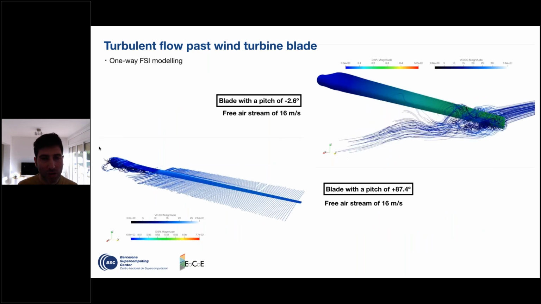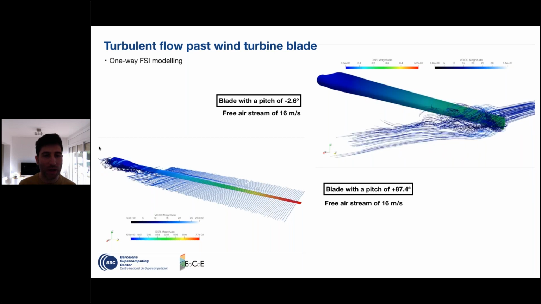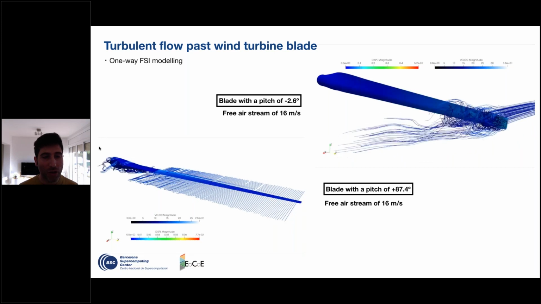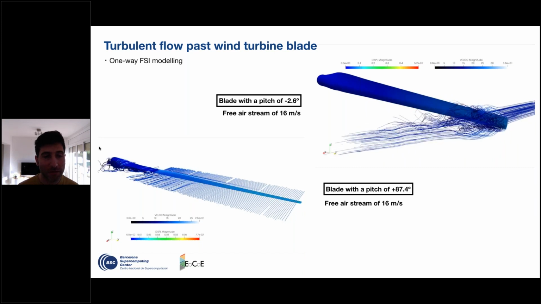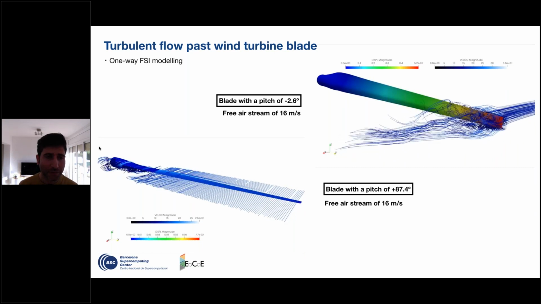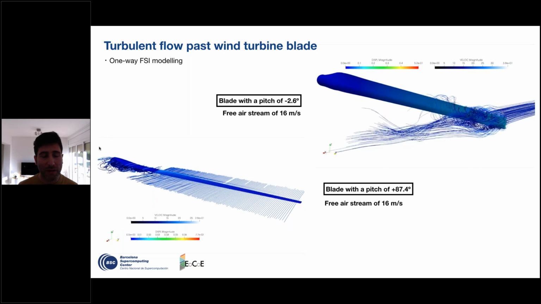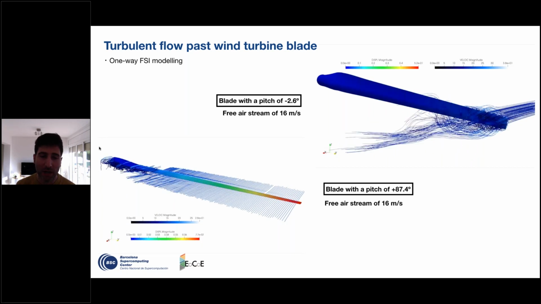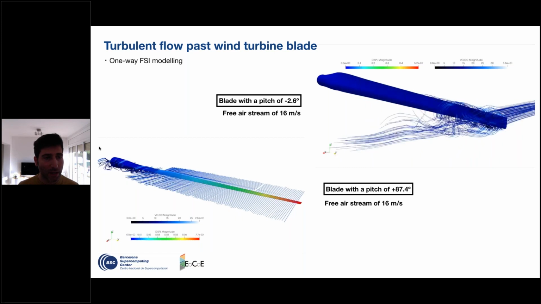Just also some videos on how this blade is behaving. On the top, in both cases it is a free air stream of 16 meters per second, and on the top we have the pitch angle of minus 2.6, and at the bottom the pitch angle of almost 90 degrees.